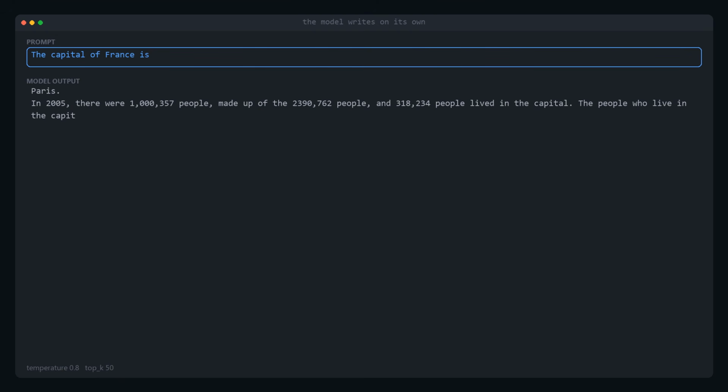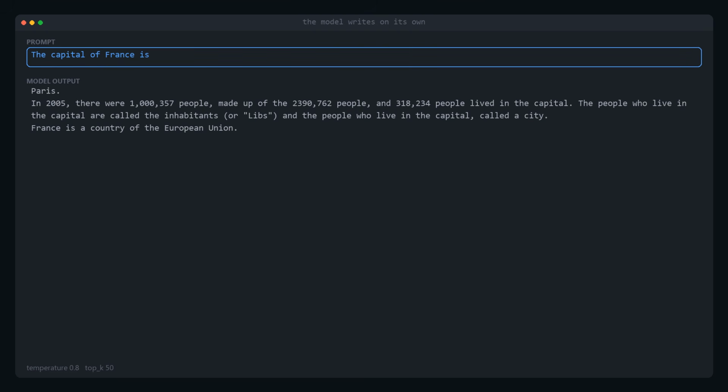Let us be honest up front. This is not a chatbot and not an assistant. A model this size learns spelling, grammar, and the register of an encyclopedia, but it states falsehoods confidently and loses the thread after a sentence or two. We will look at its real output with no cherry-picking.